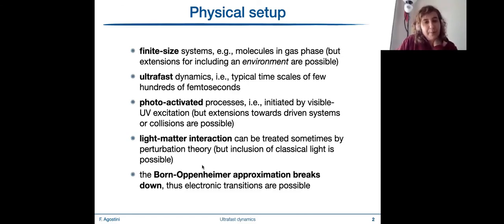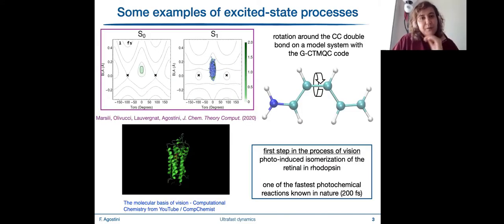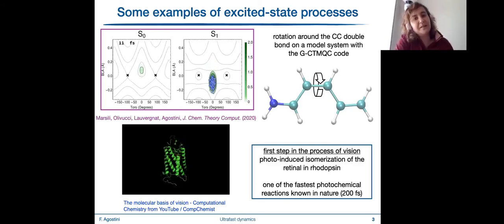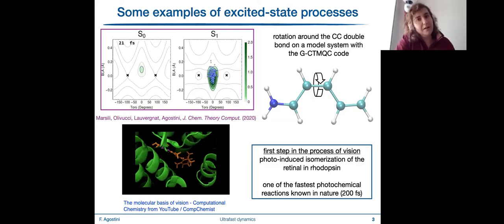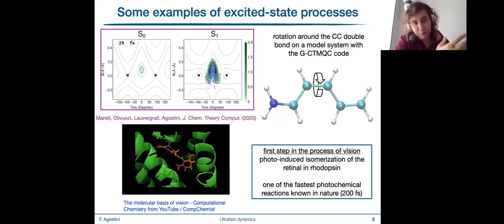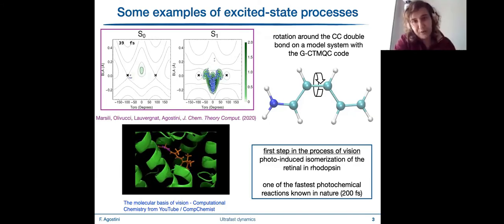The main point of all the problems that I'm going to look at is the fact that the Born-Oppenheimer approximation breaks down. So I cannot use the Born-Oppenheimer approximation to describe the processes that I'm interested in, and therefore I will have to treat the electronic transitions. So basically in the problem, I have to include several electronic states. I'm going to give you three examples of systems that I studied that require an excited state treatment to be properly observed in simulation.